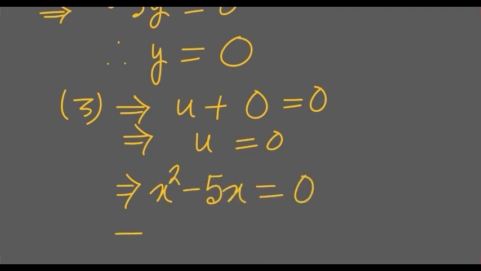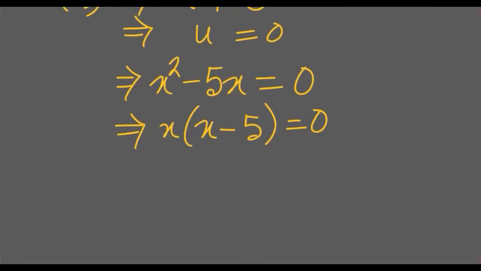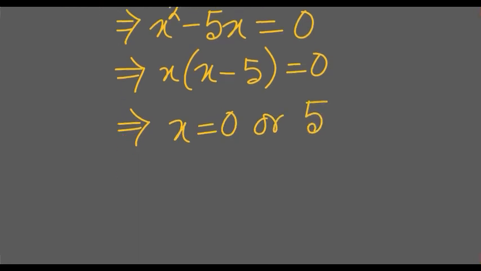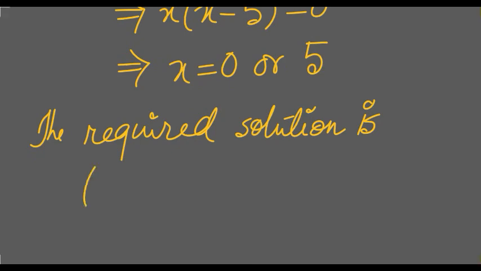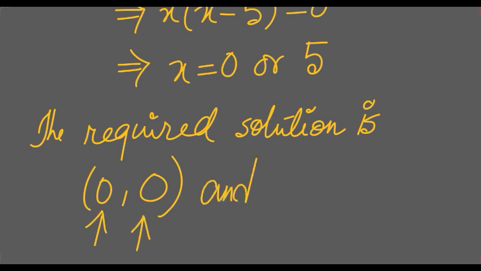So we can take x common, and we can have x minus 5 equal to 0, and hence we will have either of the results for x. x is equal to 0 or 5. So we will have two solutions here, because the y is the same, that is 0. So the required solution would be 0 comma 0 for x equal to 0 and y equal to 0. And we will have another solution where x is equal to 5 and y is equal to 0.